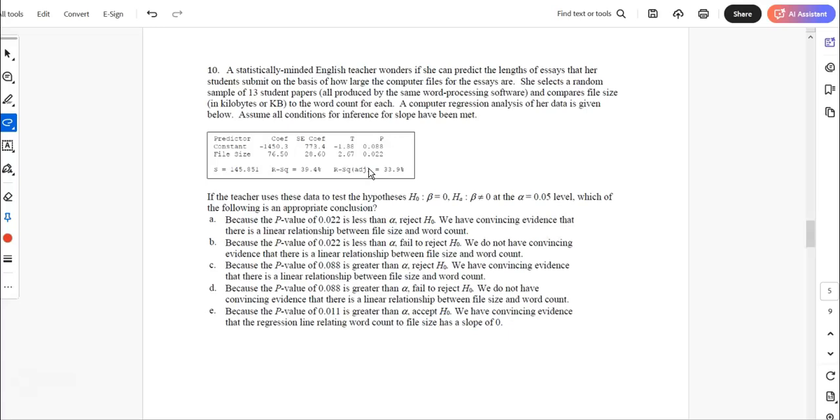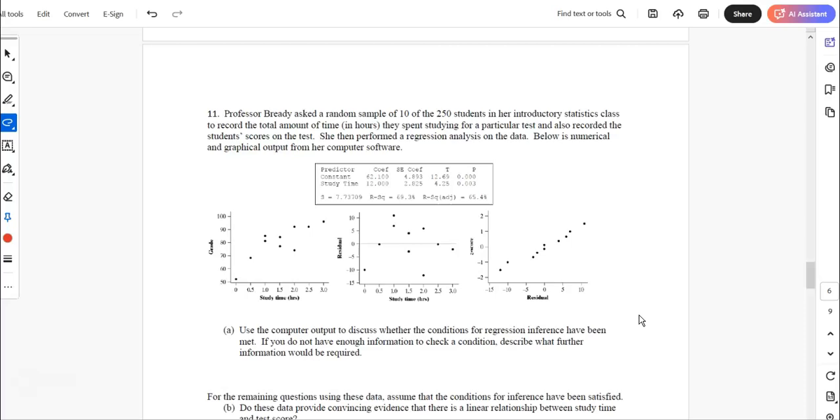Well, it tells us the p-value right there, and that's for this type, that's double-sided, so we know it's one of these. We do not, yeah, we do have convincing evidence, it's got to be A. Ooh, that was nice. Okay.